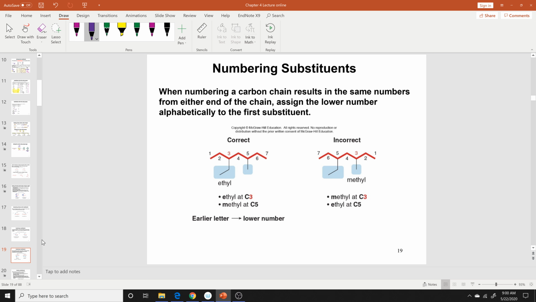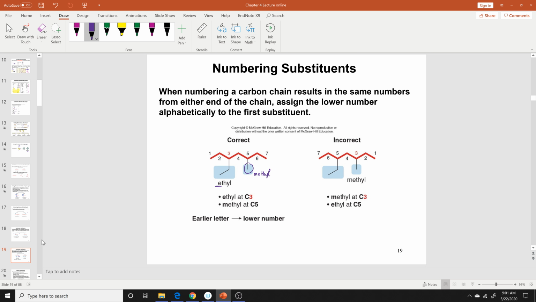Now, when numbering the carbon chain normally results in the same numbers from either end, then in that case you have to arrange the substituents alphabetically and give the lowest number to the alphabetically first substituent. So here in this case, my substituent is an ethyl. I have another substituent which is a methyl.